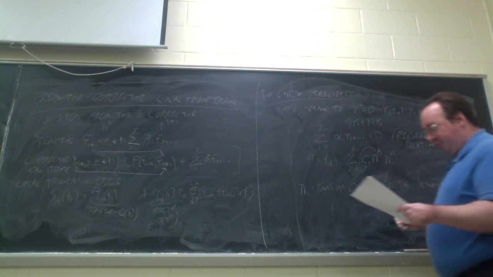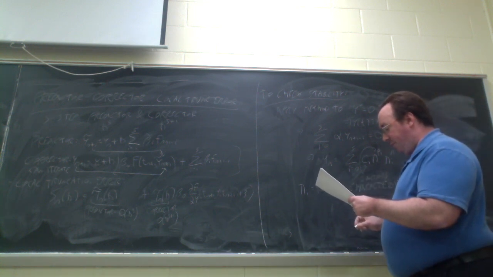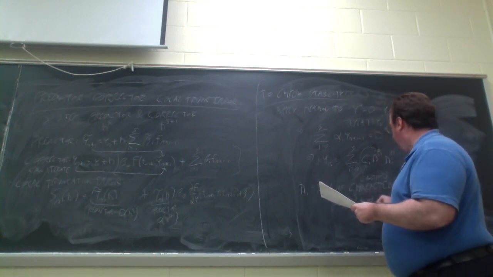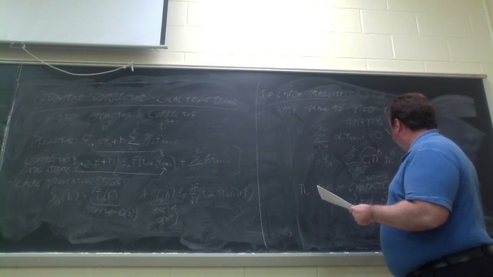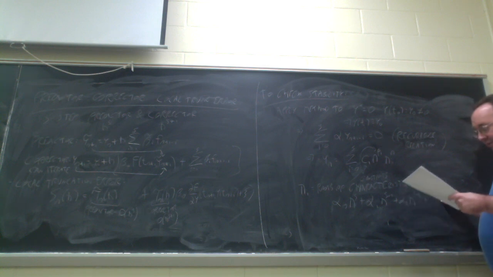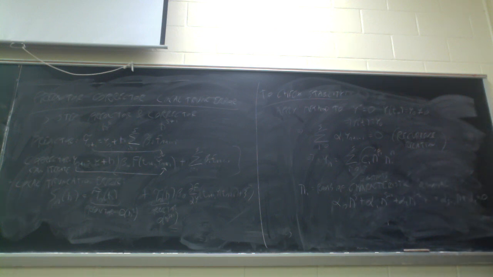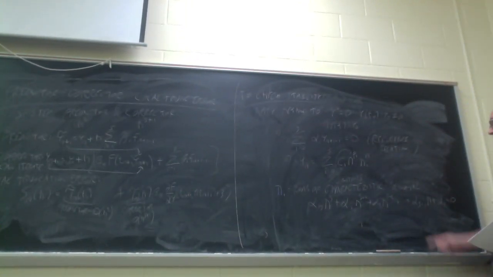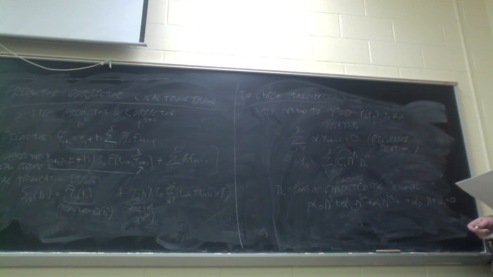And the characteristic polynomial is alpha 0 lambda to the s plus alpha 1 lambda to the s minus 1 plus alpha 2 lambda to the s minus 2, and so forth, all the way down to alpha s minus 1 lambda plus alpha s is 0. So we just take our alphas, arrange them into a polynomial, and then we go ahead and get the roots.